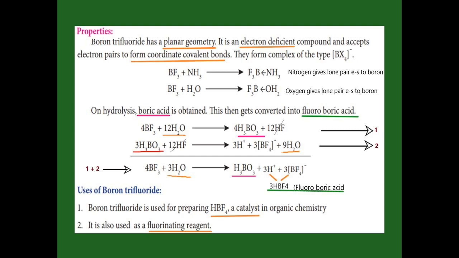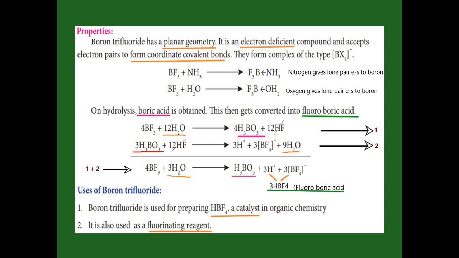In the same way, we have 4 boric acid on the product side and 3 boric acid on the reactant side. So 4 minus 3, we get 1 mole of boric acid. The remaining things we have to write. Then 12HF and 12HF cancel with each other. Then what remains is 3H plus and 3BF4 minus. Combined with each other, we get 3 moles of HBF4, that is called fluoroboric acid.